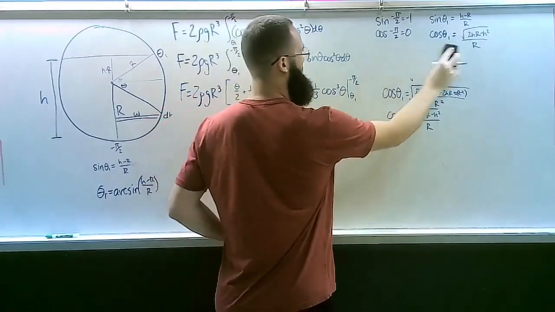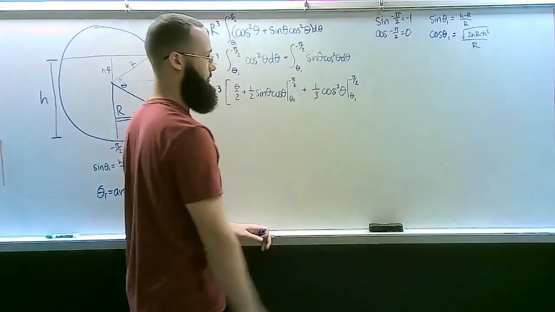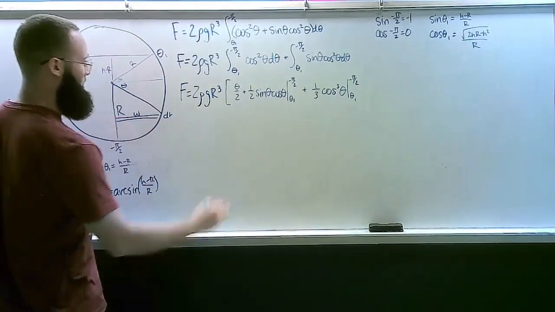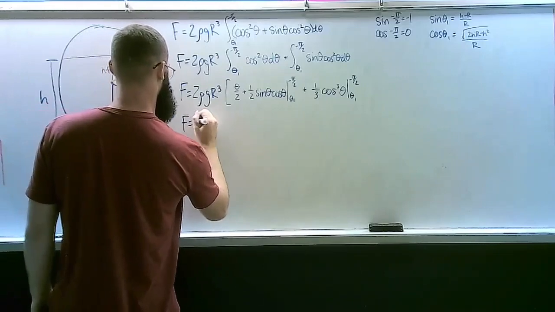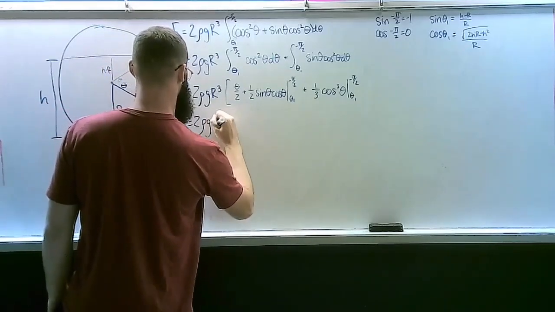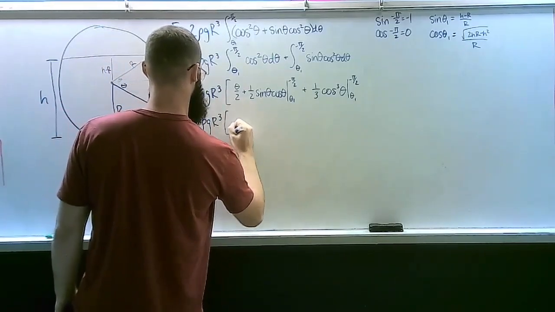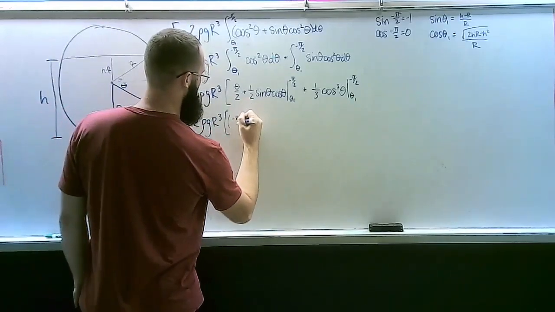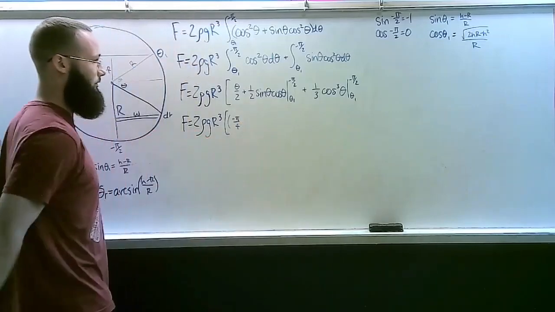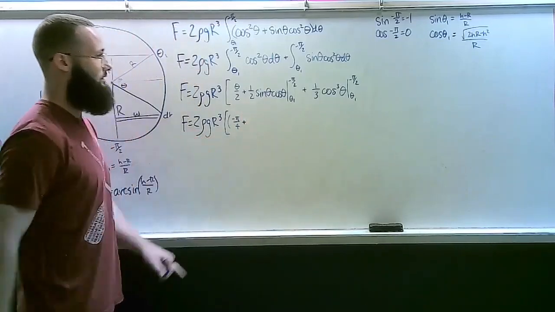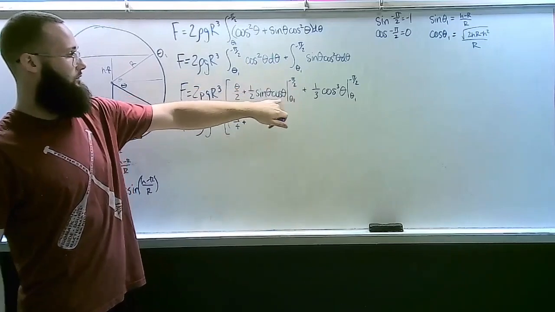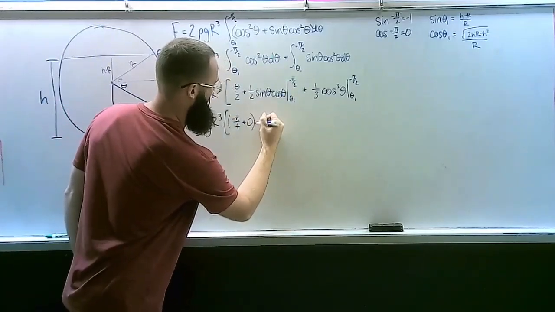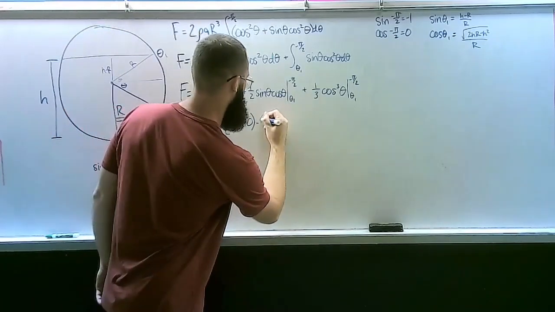I'm going to go ahead and erase this because we're going to need some more room to write this answer. So now we just need to plug in those values and see what we get. So F is equal to 2 rho g r cubed. So for the upper limit of integration, negative pi over 2, theta over 2 is going to be negative pi over 4. And then plus, we know that cosine of negative pi over 2 is going to be 0, so this whole term is going to be 0. And then we're going to subtract.